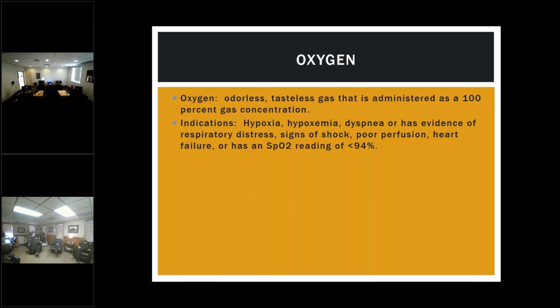Given via non-rebreather mask, we're going to set that in between 10 to 15 liters per minute, and that's going to be roughly about 90% oxygen. When we give it via bag valve mask, we're going to set at 15 liters per minute. That's going to be roughly in between 90 to 100%. And then with our nebulizer treatments, make sure that we set that at 6 liters per minute, and that's going to give right around 25% supplemental oxygen.